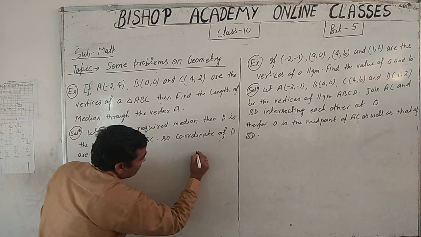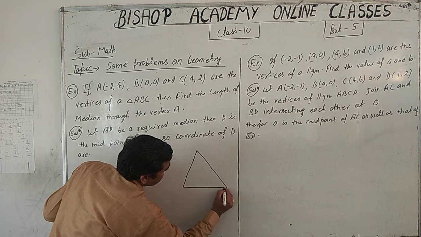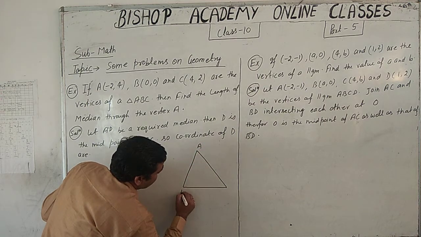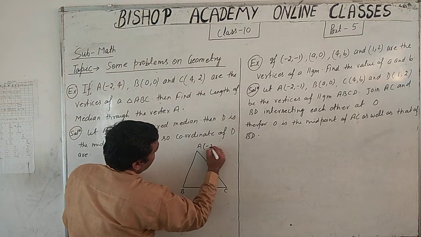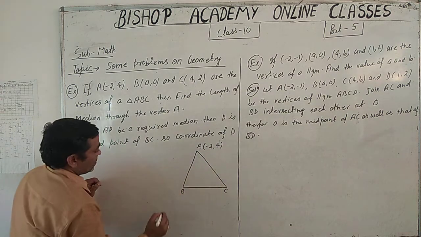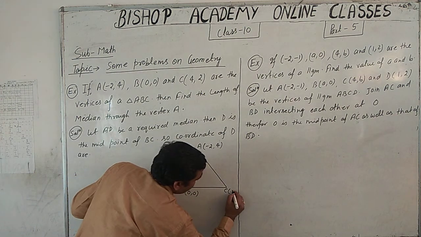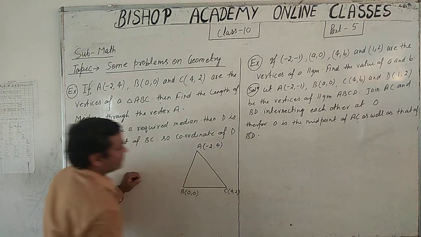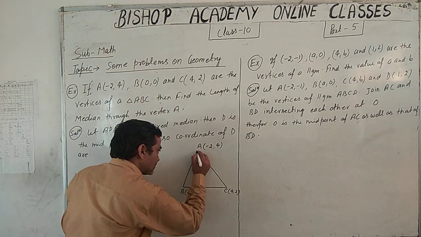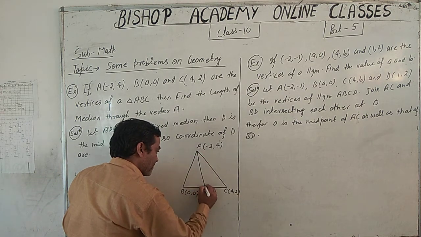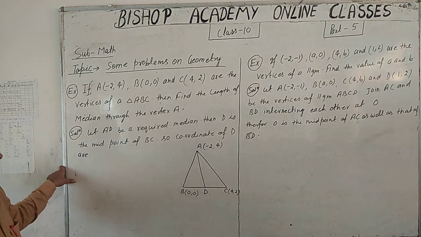Suppose triangle ABC coordinates are (-2, 4), (0, 0) and (4, 2). Let AD be the required median. Then D is the midpoint of BC.